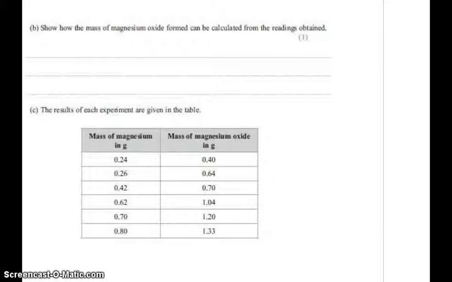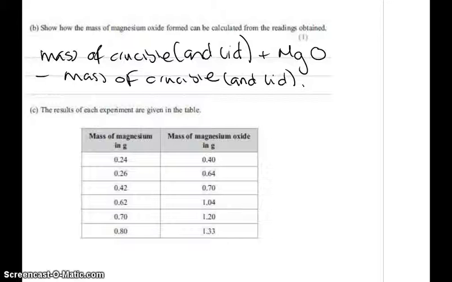Show how the mass of magnesium oxide formed can be calculated from the readings obtained. So if we take the final mass of the crucible and lid that contains the magnesium oxide, then we can subtract the initial mass of just the crucible and lid by itself. That will give us the mass of magnesium oxide, MgO.